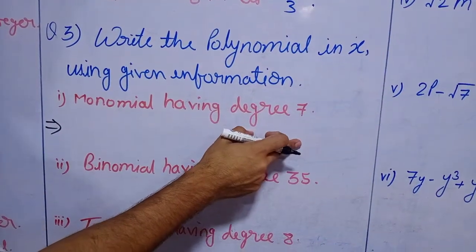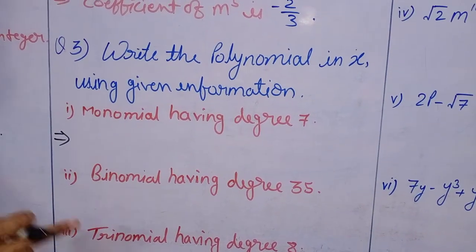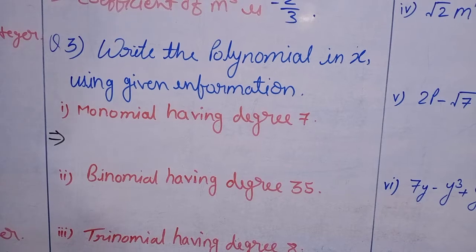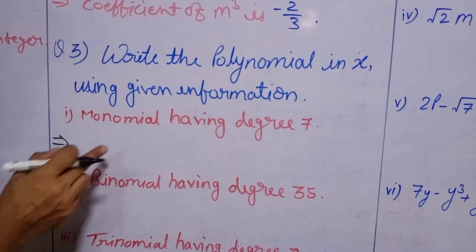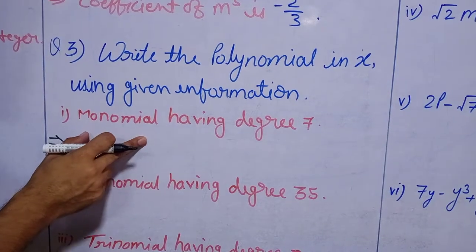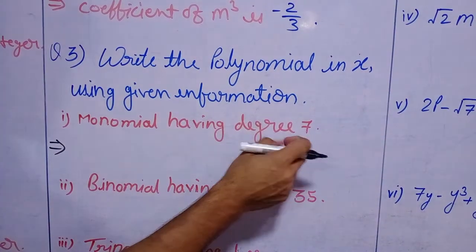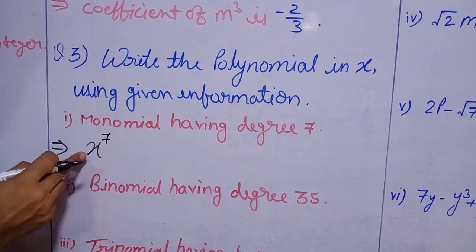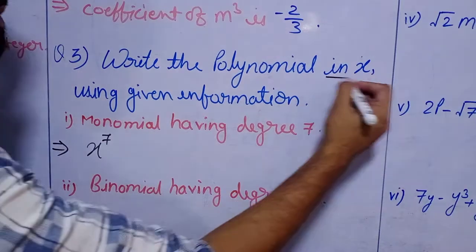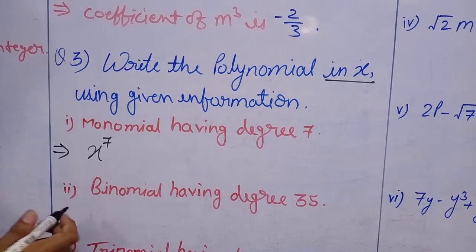What is the degree? How can we calculate the degree of a polynomial? That is the highest power of the variable in the expression, which is called the degree of that polynomial. Monomial means we have only one term, and the degree is 7. So we can write x raised to 7. Here we use only x, because that is mentioned in the question. We have to use the variable x only.